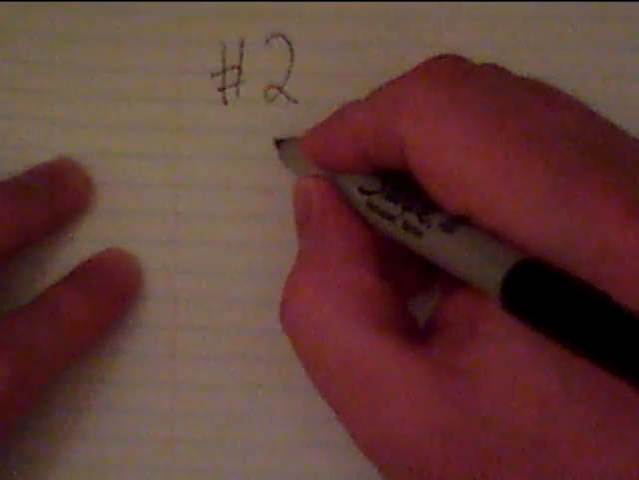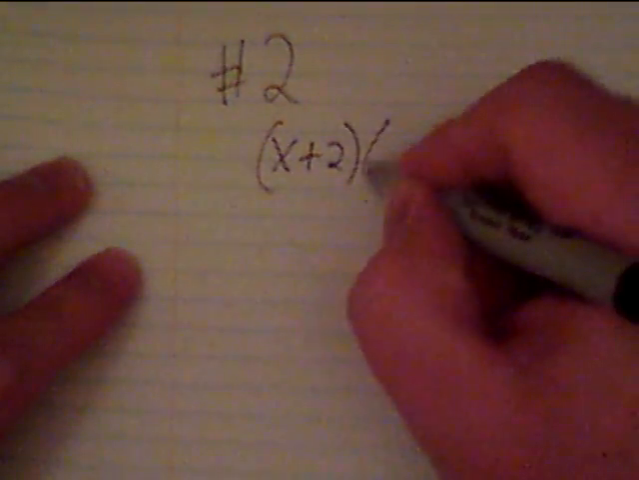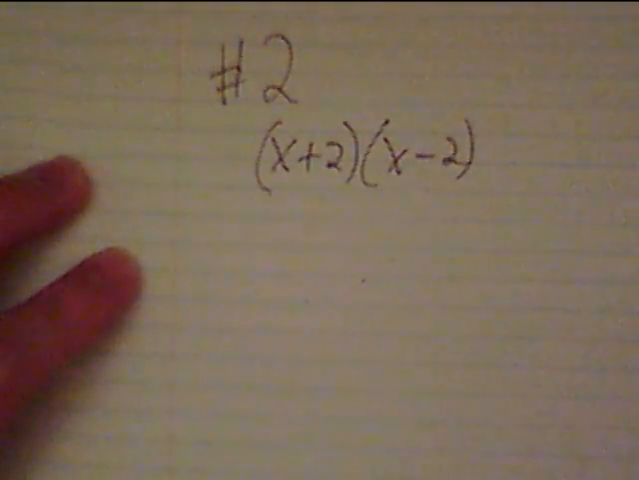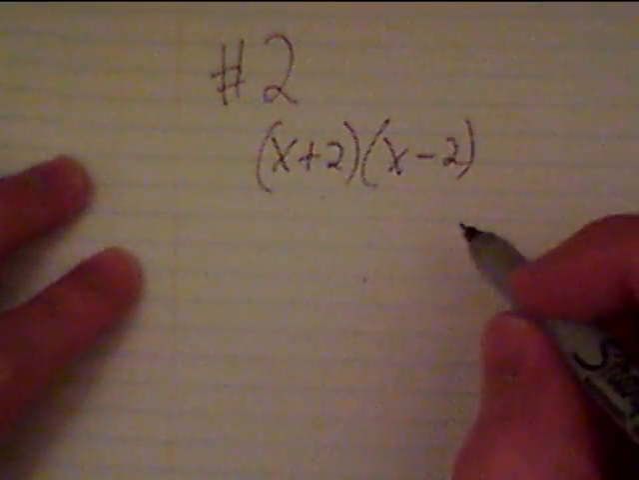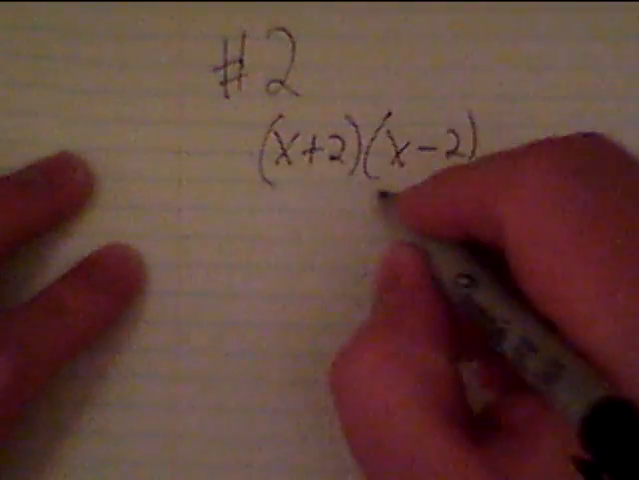Problem 2. We have x plus 2 times x minus 2. Now you might recognize that these are conjugates, so there's actually a shortcut, but I'll use the FOIL method just so you can see the whole process here. So we're going to go first, outer, inner, last.